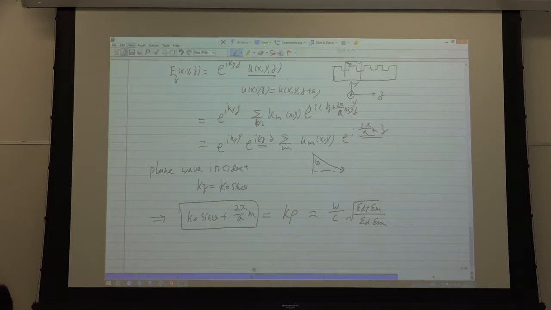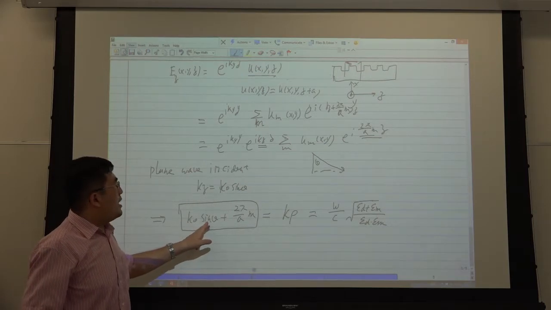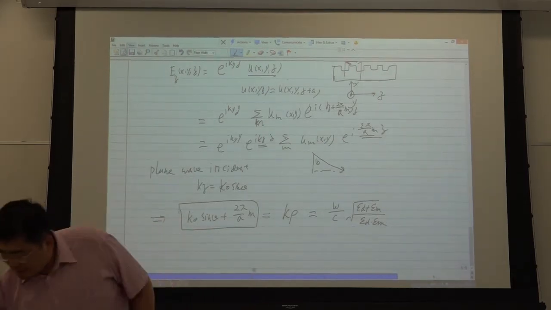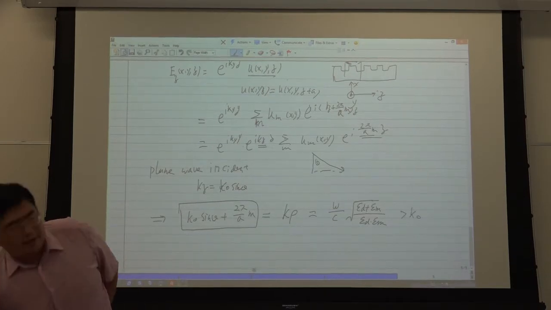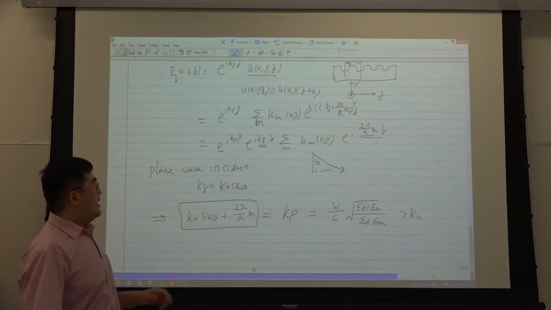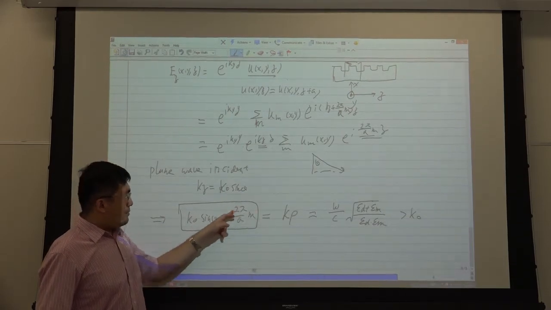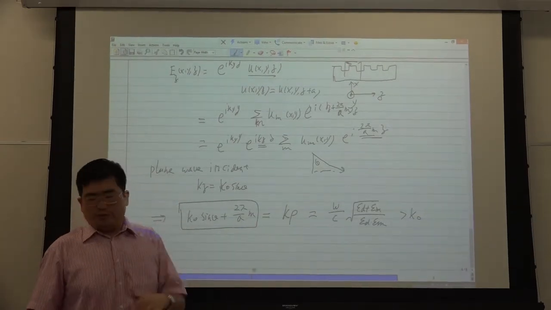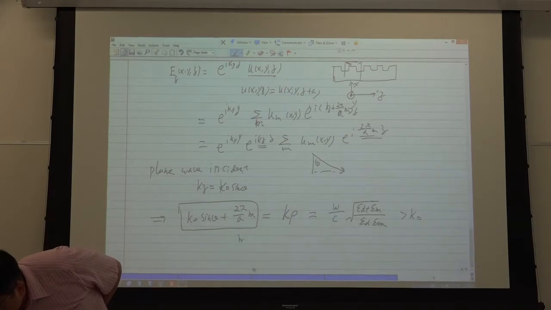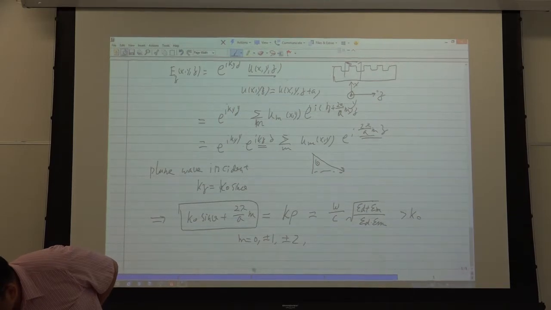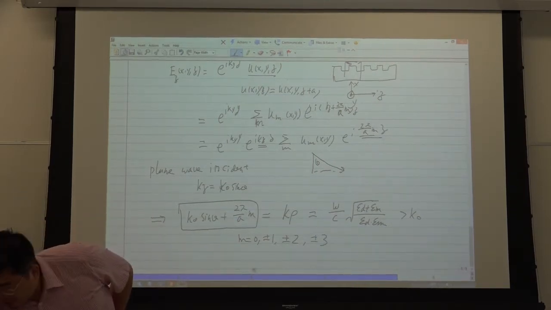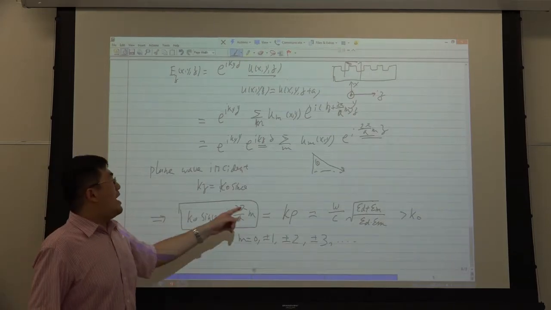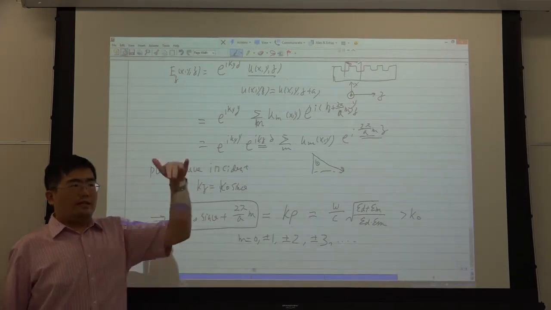Okay, you can see that initially K0 sine theta and this is K_sp. The K_sp should be larger than K0, right? It should be larger than K0 because this is a kind of guided mode. So here, 2 pi over a times m is the additional momentum provided by the periodic structure, due to this Floquet theorem or Floquet mode. The m here can be 0, minus 1, positive or negative 2, many. Maybe at some m, this can be satisfied, so they can excite the surface plasmon.